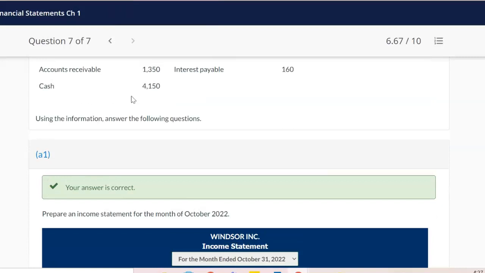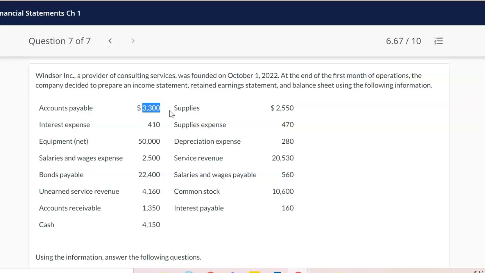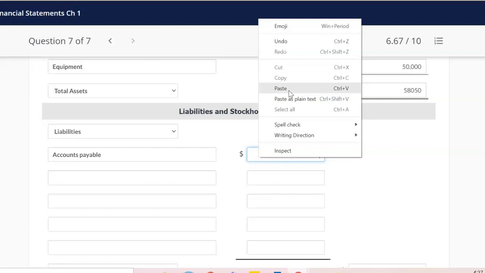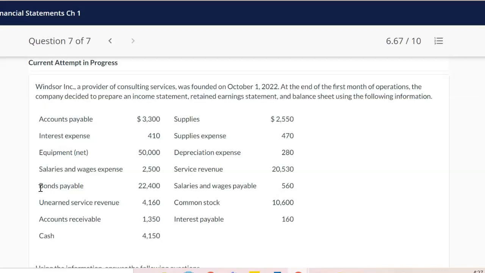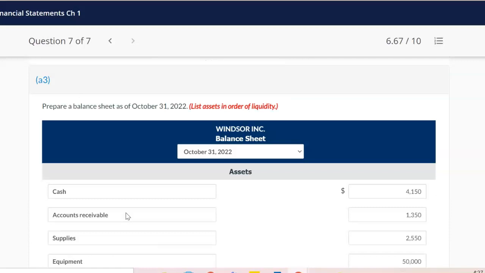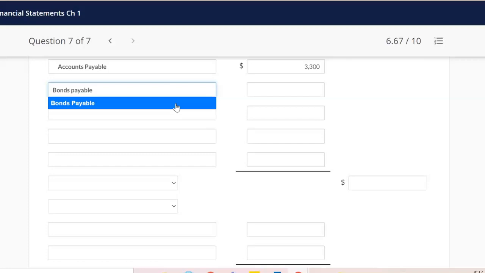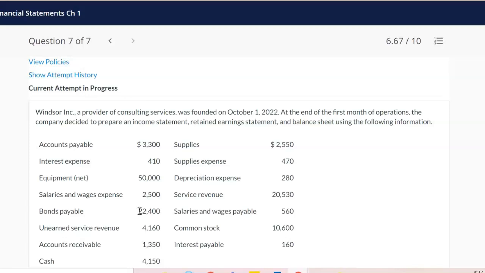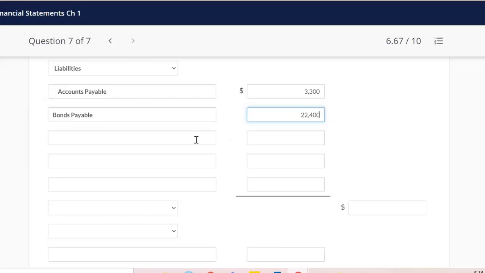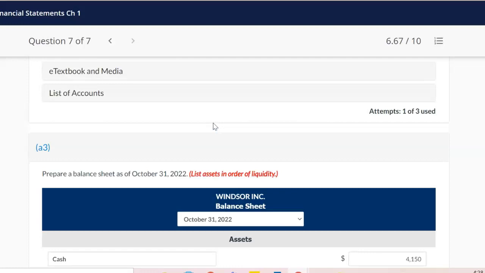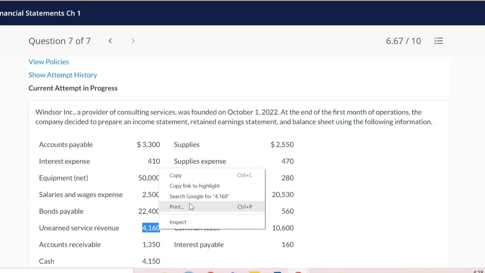Now, unearned service revenue is a liability. You heard it. Just take my word for it today. Unearned service, unearned. What have you got there? Oh, watch payable, okay. Good. Right. Now, good, copy and paste that. Okay, now put the next one, unearned service revenue. Unearned right there, service revenue. Okay, go back up. You're gonna have to take my word for it today.